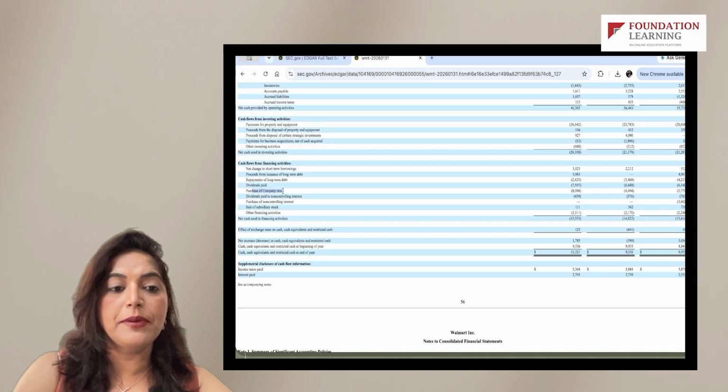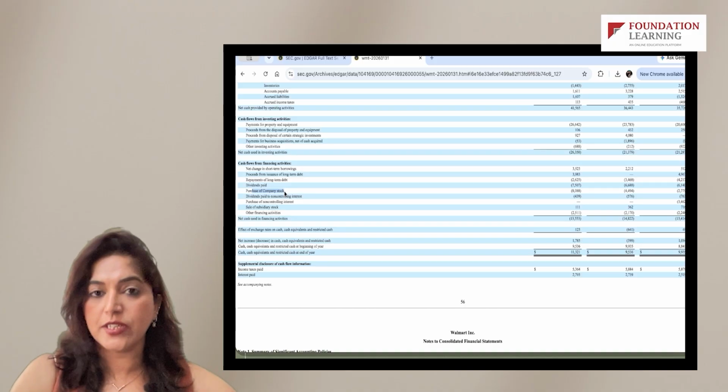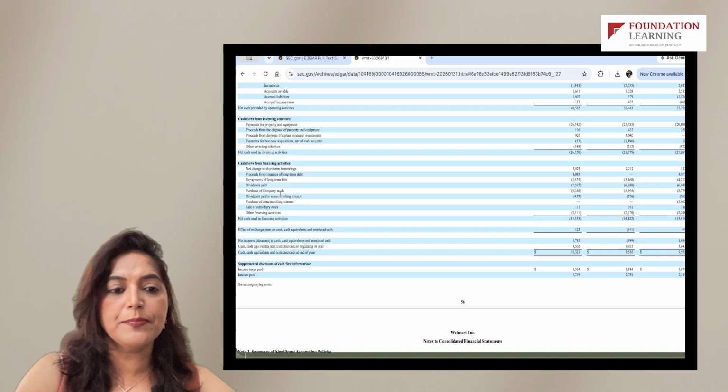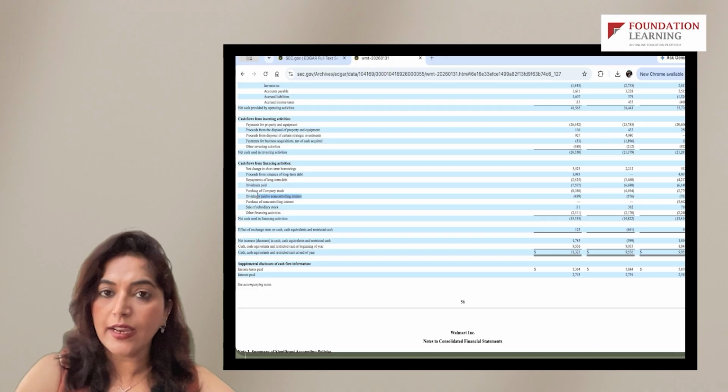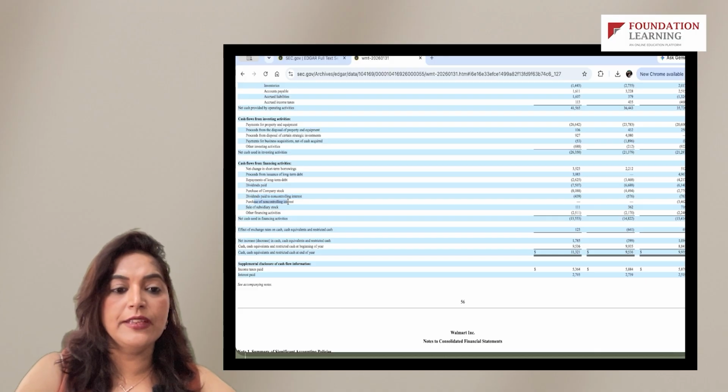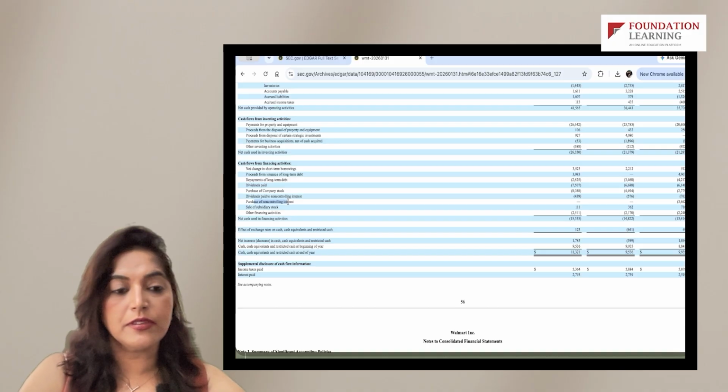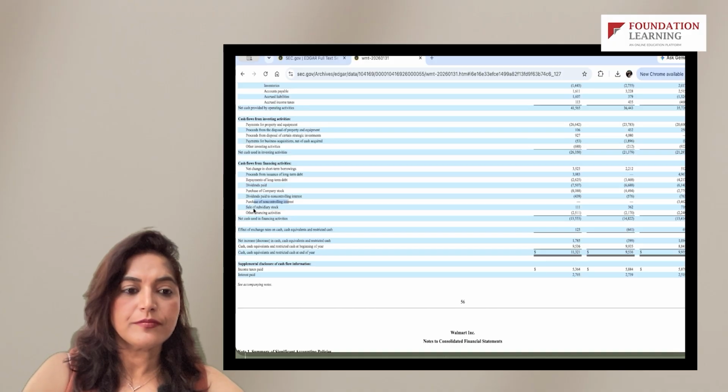Then you have purchase of company stock. This is treasury stock repurchase. Dividends paid to NCI. Again, dividend paid. Purchase of NCI. The company repurchased some of its own stock from NCI. Sale of subsidiary stock, other financing activity, net cash used.